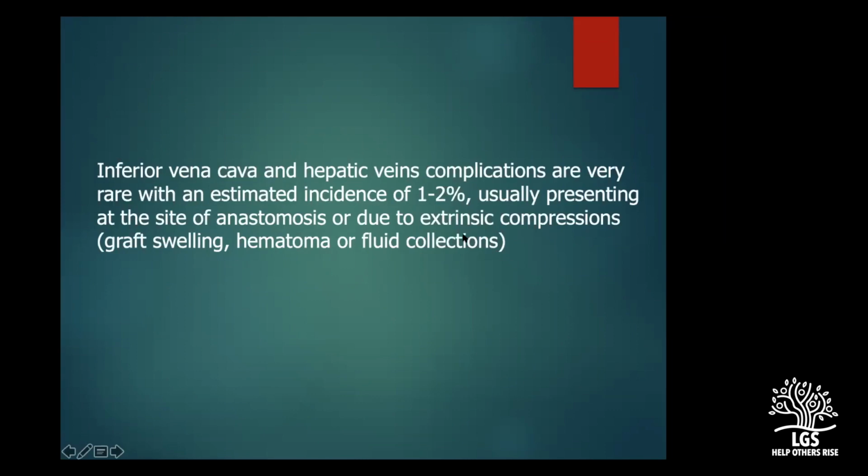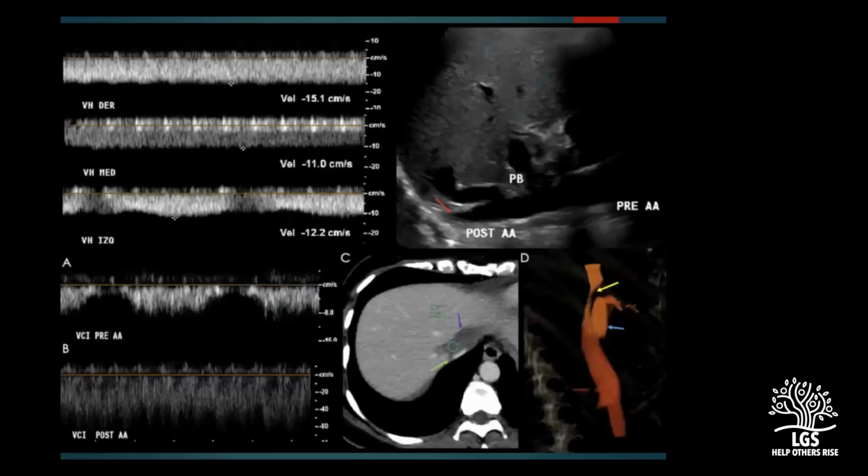It can be because of an extrinsic compression in the immediate perioperative state. That's something that we need to be aware of. This is one such case wherein you can see there is a loss of phasicity. It's a monophasic flow. These three are the hepatic venous waveforms on the top, and at the bottom, you're seeing the IVC waveform.